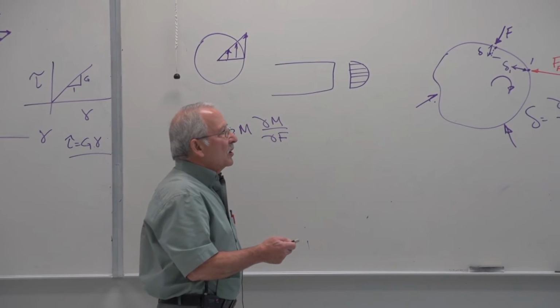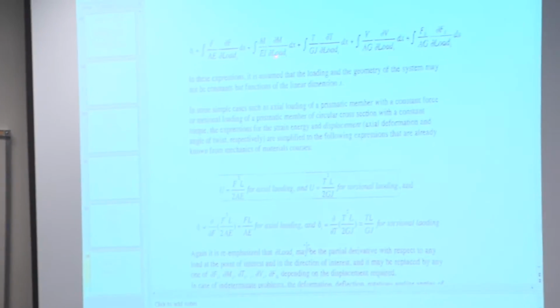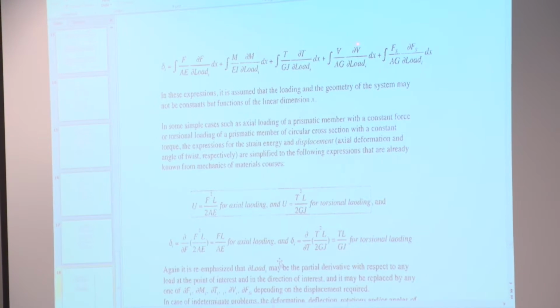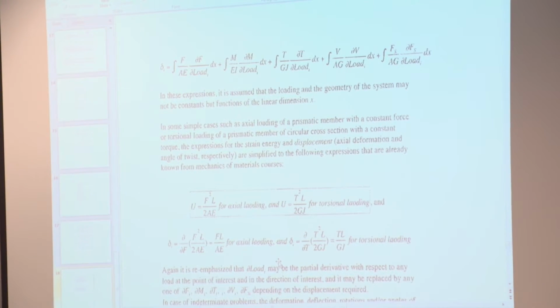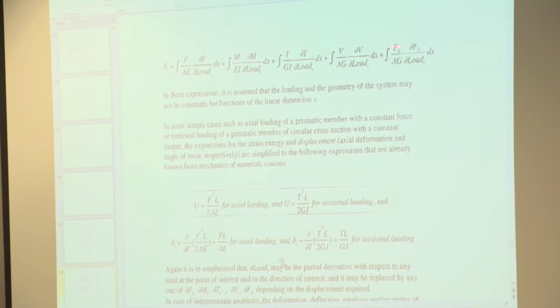So axial load, partial of F with respect to the load. Bending moment, partial of M with respect to the load. Torsion, and this is transverse shear. You need a C here. I think it is in your notes, correct? Yeah. So that is correct. Don't cross it out. What's on the board is not correct. So you need a C there. And that one.